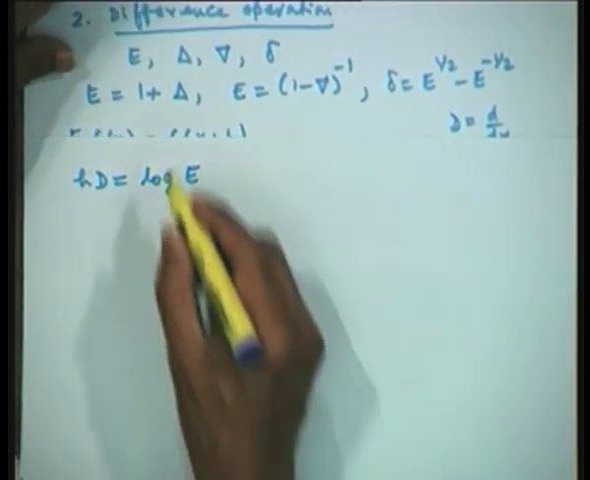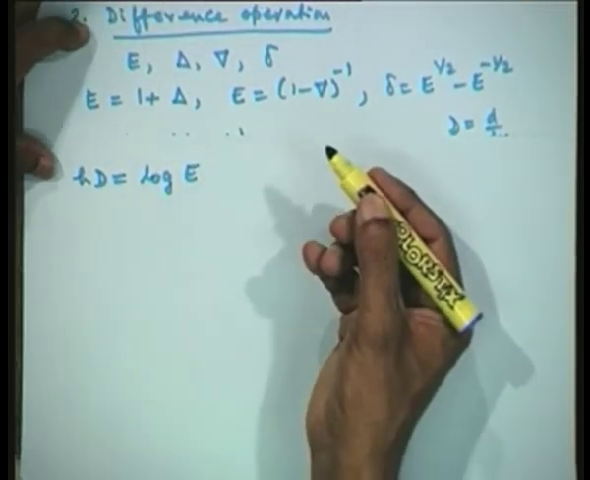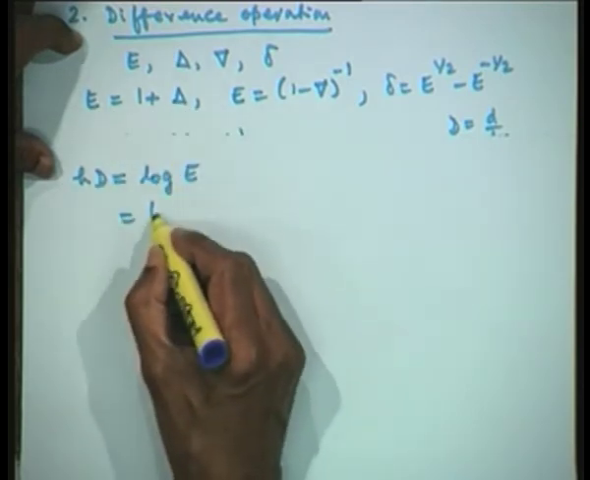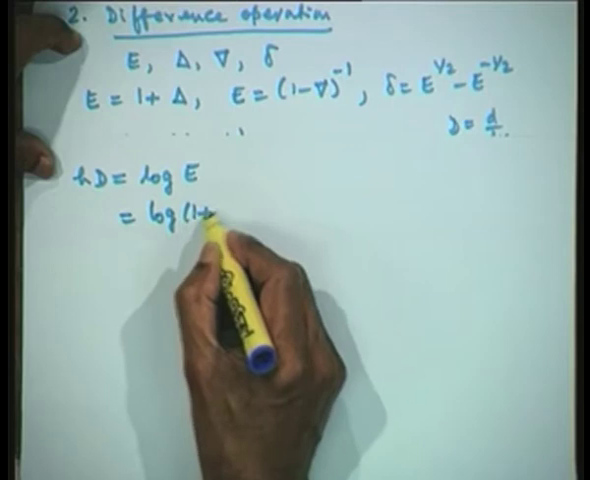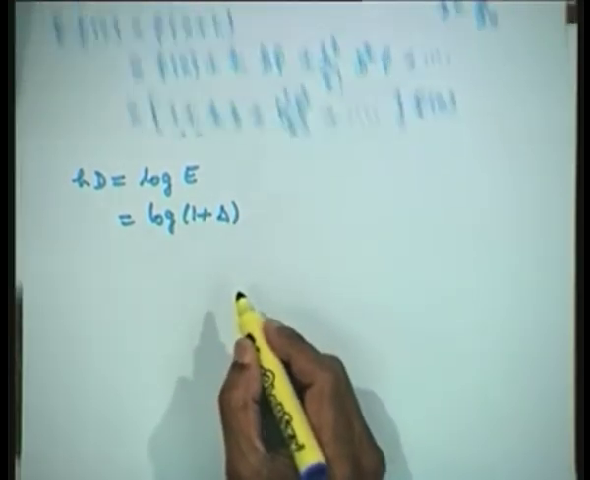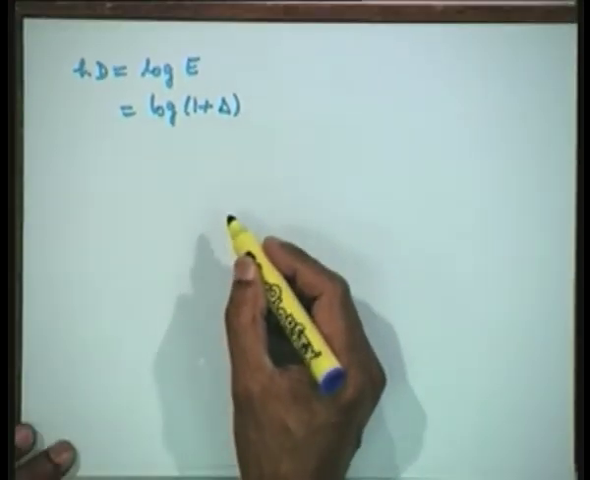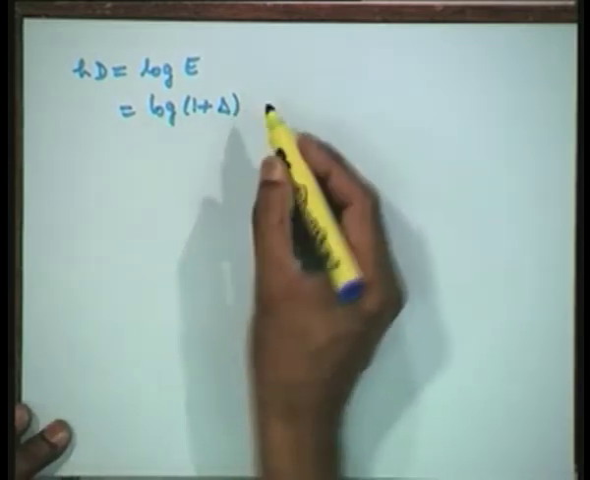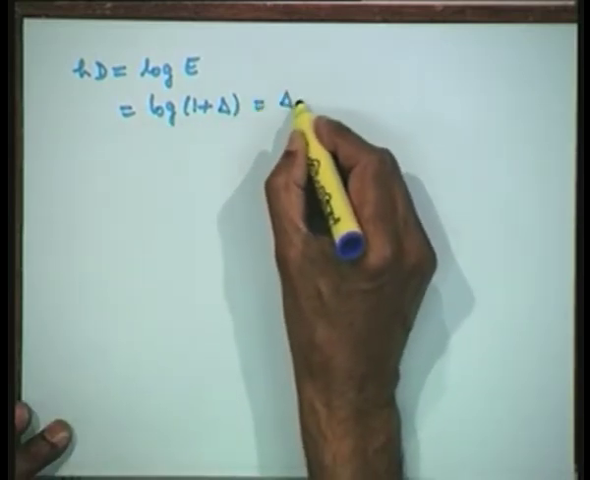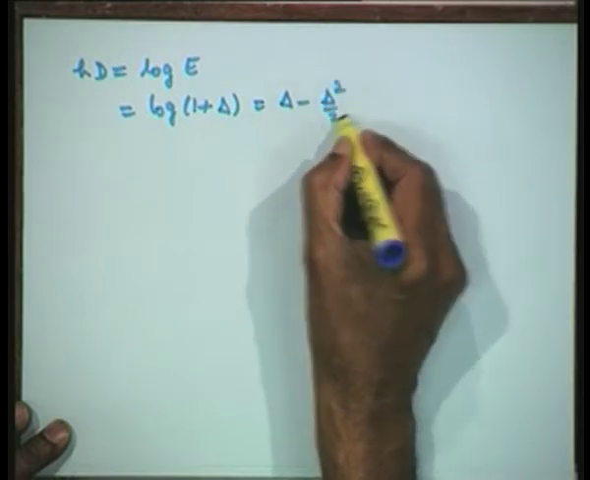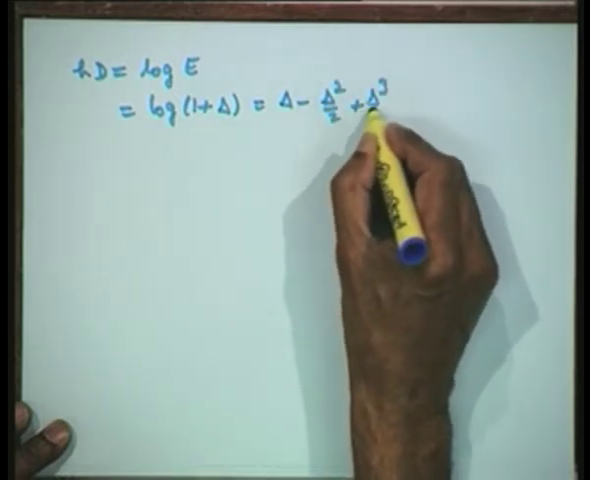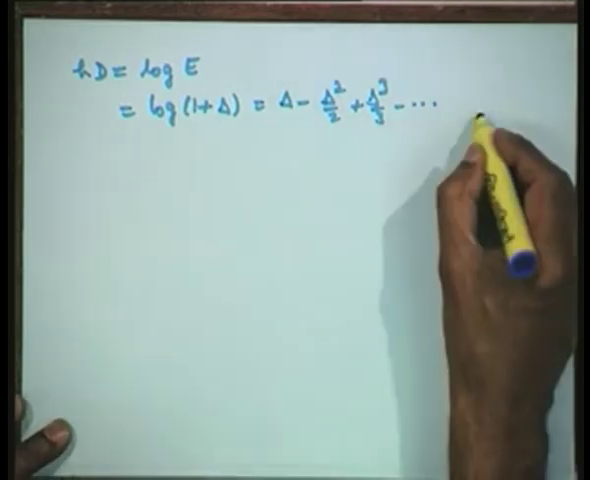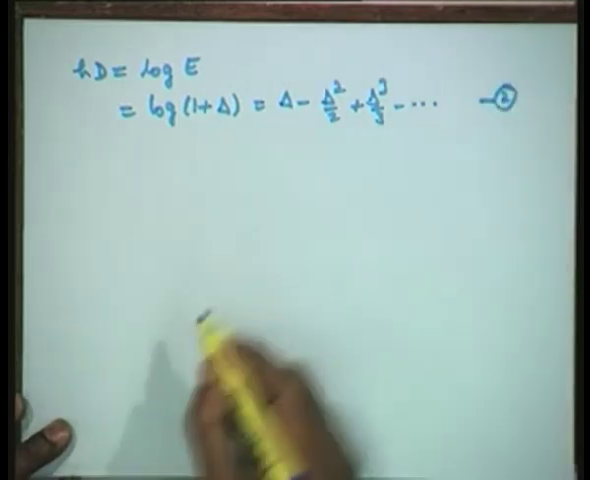but E is 1 plus delta. If I want it in terms of forward differences, I will substitute E is equal to 1 plus delta. So I will write this as log of 1 plus delta. Then symbolically open up the logarithm. This will be delta minus delta squared by 2 plus delta cubed by 3 and so on. We have numbered earlier 1, let us number it as 2.